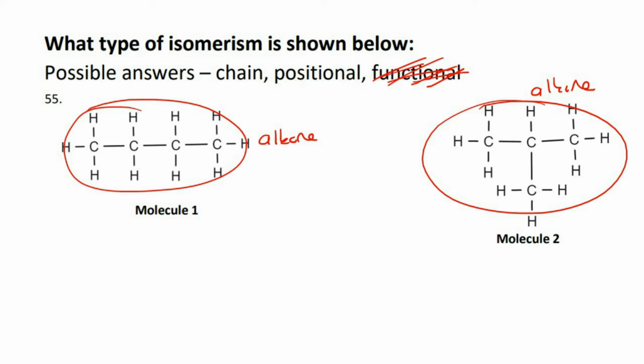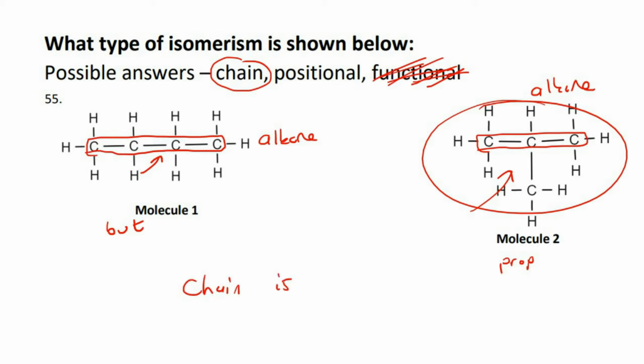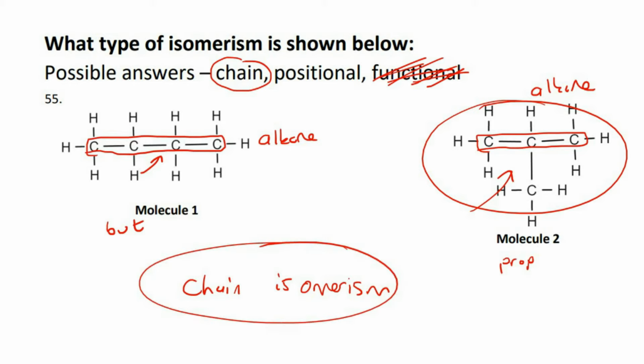So if we look at the main chain, this one has 1, 2, 3, 4 carbons in the main chain. This one has 1, 2, 3 in the main chain. So because the chain is different, the chain is like the backbone, okay? This one, the longest is 4, which would be but-. This one, the longest that you'd ever be able to make is 3, so that's prop-. So you see that that's different. So this would be chain isomerism. Okay, so the answer is chain.